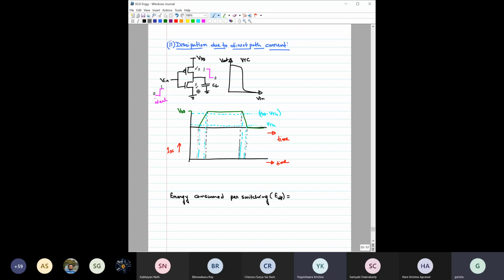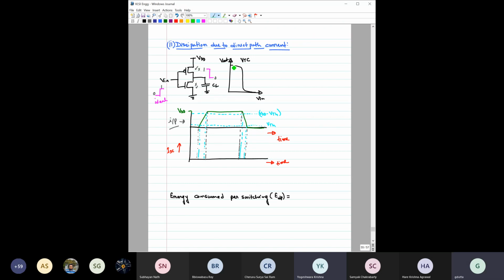However, if you consider the practical case, the input would be like this. The input is this green line. The input changes with some finite time. It needs some finite time to reach from the 0 level to the VDD level. Again, when it has to fall, it needs again some finite time to go from VDD to 0.